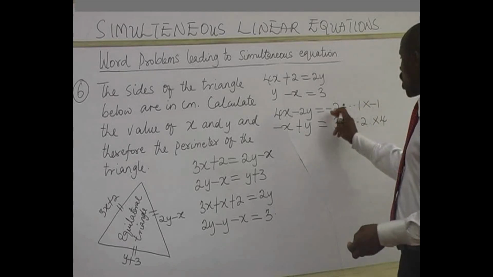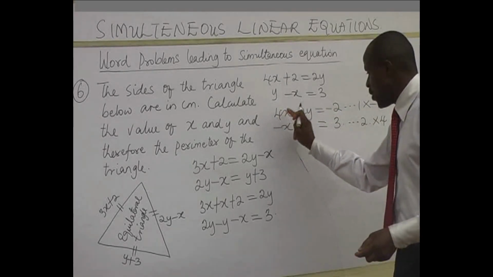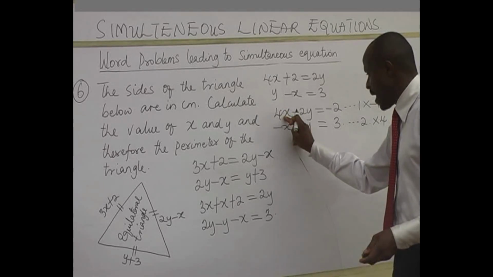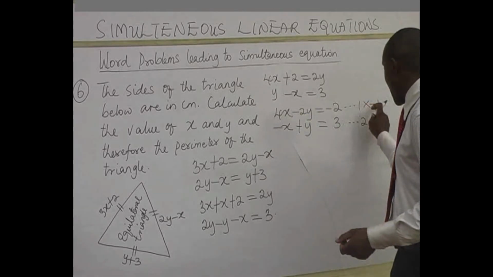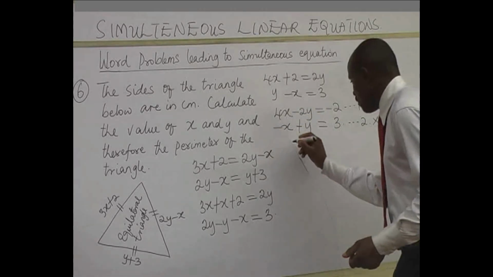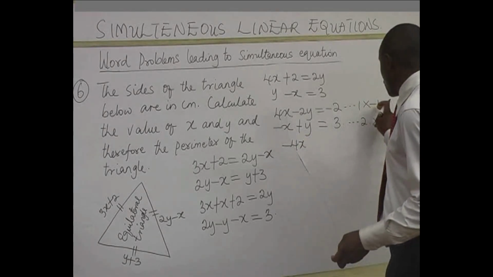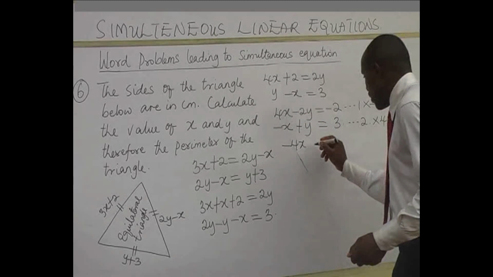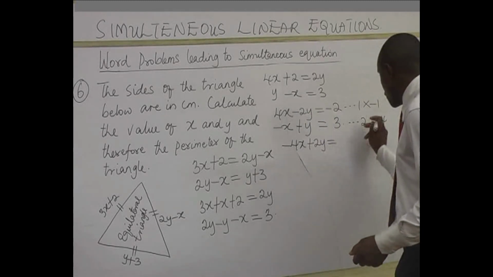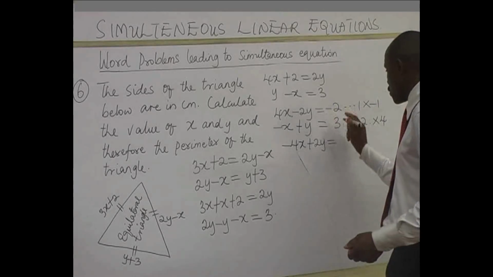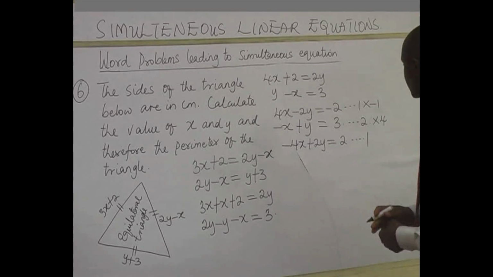Minus 1 times all this. It will leave you with all this, but it will change all their signs. Where you already have plus, it will be minus. Where you already have minus, will turn to plus. So minus 1 times 4x will give you minus 4x. Minus 1 times minus 2y will give you plus 2y. It's equal to minus 1 times minus 2 will give you plus 2. This is now our equation 1.